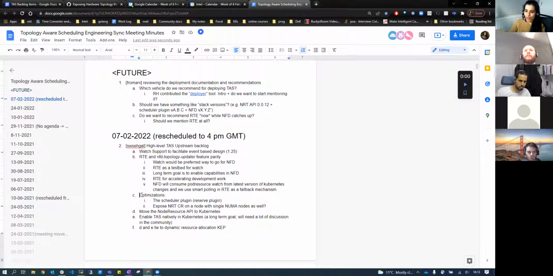This one was a generic item that I put in there: optimization, the scheduler plugin, reserve plugin, which I think Francesco has a PR open on, and we're going to resume looking into that. But the other thing that came to my mind was that I remember I had submitted a PR in the scheduler plugin repo where we were trying to evaluate the case where we don't have an NRT object present for a particular node. In that case, I think we were just not considering that node at all.